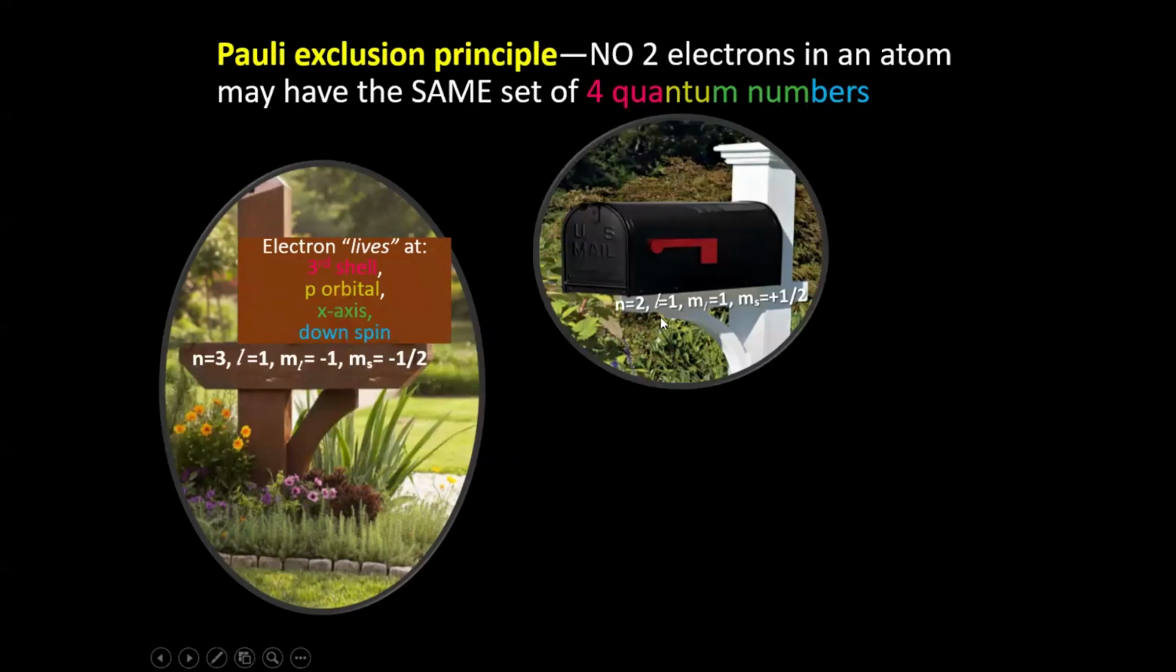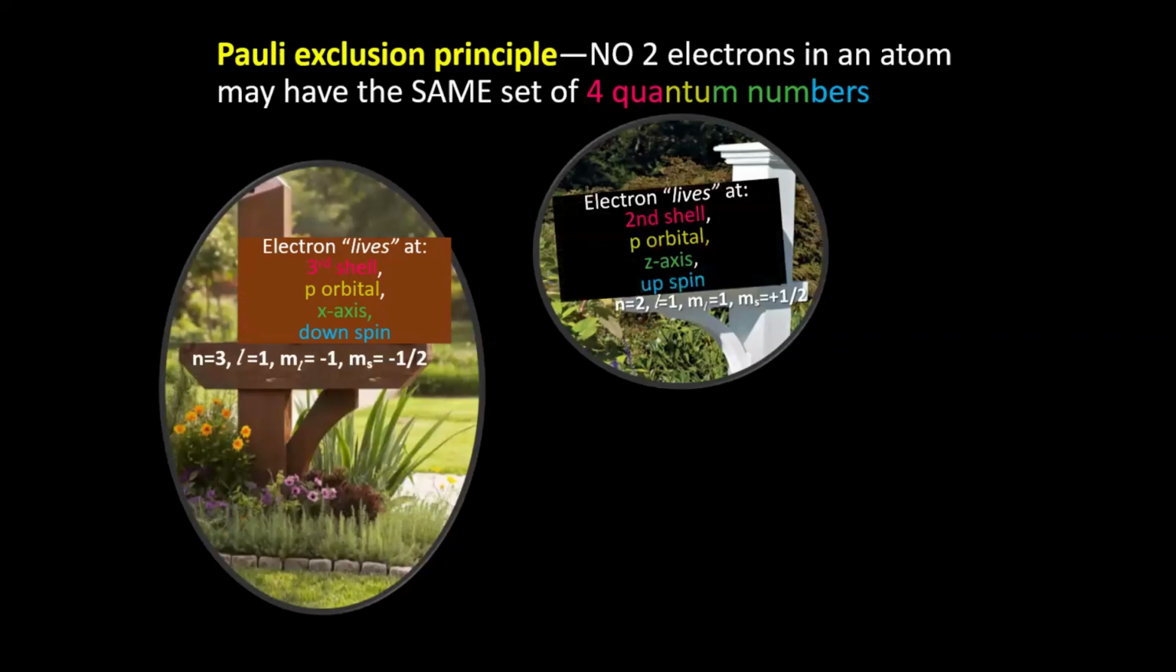Here's another one, n equals 2. The subshell quantum number is 1 again. M sub L is +1, and the spin quantum number is +1/2. So n equals 2 is the second energy level. The subshell quantum number 1 is the p orbital again. And then the magnetic quantum number is 1, which tells us it is the z-axis. And then the spin quantum number is +1/2, so it's got the up spin.